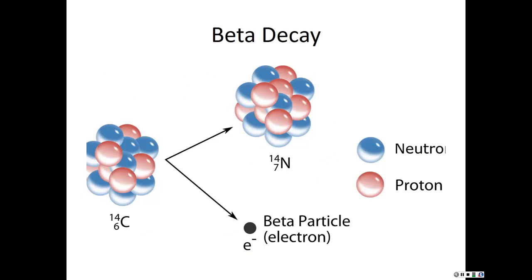For example, here, if we look at this equation with an electron, we have 14, 6 carbon. So this is carbon 14, probably the most famous of all radioactive isotopes. It releases a beta particle plus the daughter particle is actually a nitrogen atom.